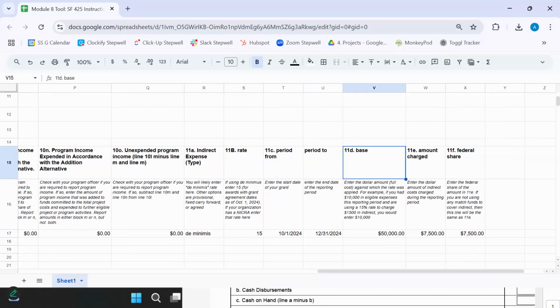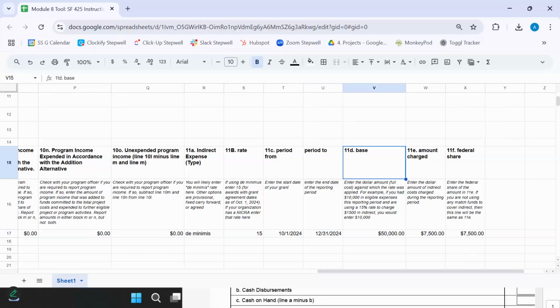Box 11D is the base rate against which the indirect rate is applied. For example, if there were $10,000 in eligible expenses during the reporting period and you were using a 15% rate to charge $1,500 in indirect expenses to the grant, you would put $10,000 here, because that is the amount of eligible expenses you are charging the rate against.